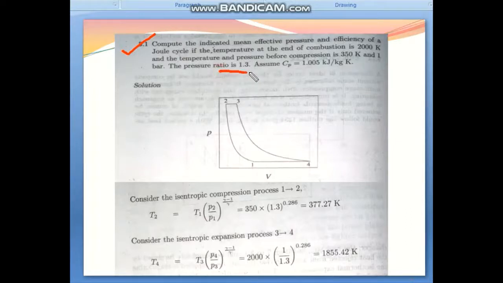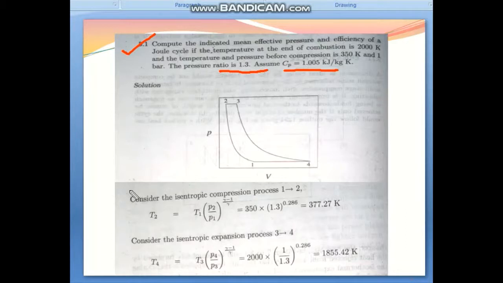The pressure ratio is 1.3. Assume Cp equals 1.005 kilojoule per kg Kelvin. Since it's a simple Brayton cycle problem, the PV diagram is shown here, that is 1, 2, 3, 4. 1 to 2 is the adiabatic compression process. 2 to 3 is the combustion process, a constant pressure combustion process. 3 to 4 is the adiabatic expansion process through the turbine, and 4 to 1 is the exhaust, at constant pressure.